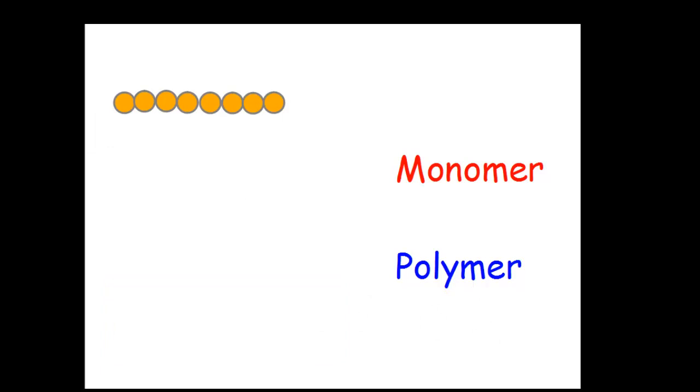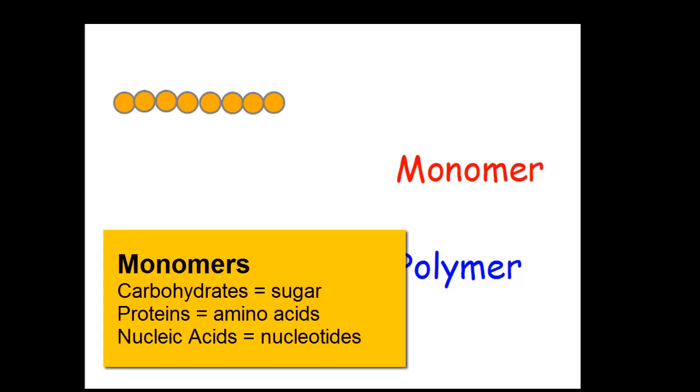In the organic molecules that we're looking at, the ones that form polymers are the carbohydrates, and the monomers there, the simple sugar molecules, the monosaccharides, the nucleic acids, and the monomers there are the nucleotides, and the proteins, and the monomers there are the amino acids. So for a protein, each one of these is an amino acid. For a carbohydrate, each one of these would be a sugar, and for a nucleic acid, each one of these would be a nucleotide.